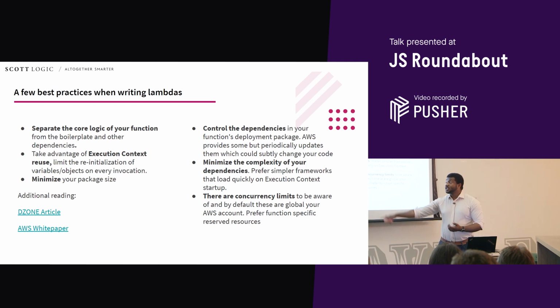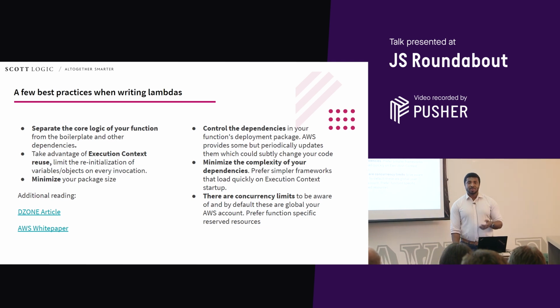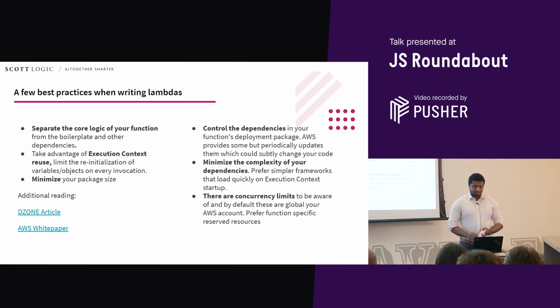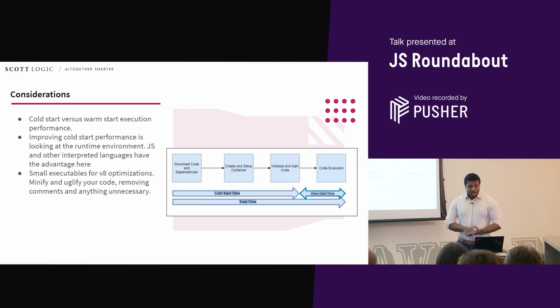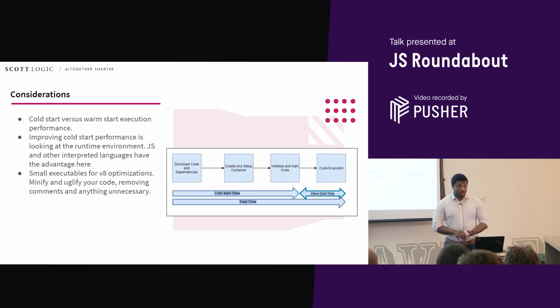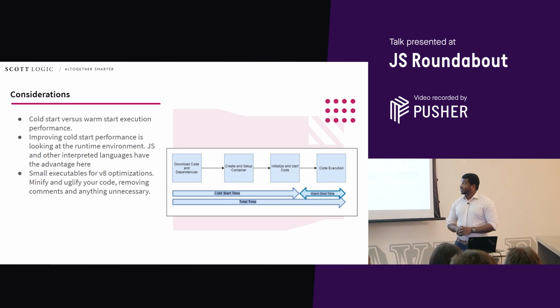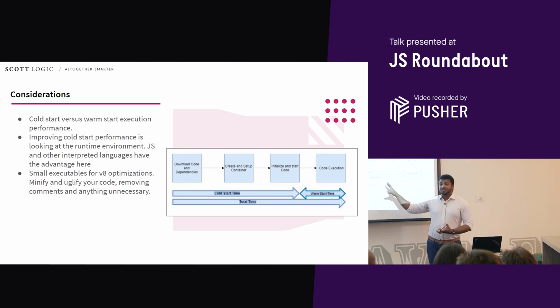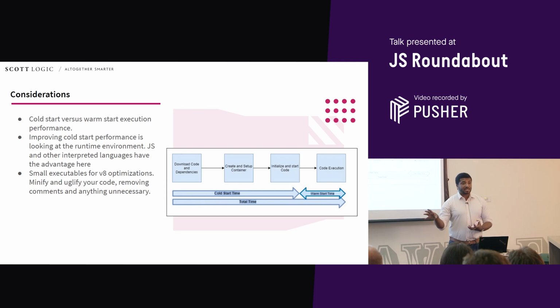There's loads of information, including a great white paper there if you want to get into the details of this. So just what I was talking about with execution context and execution context reuse. This is kind of the life cycle of an AWS Lambda.